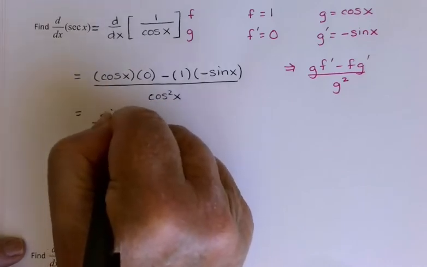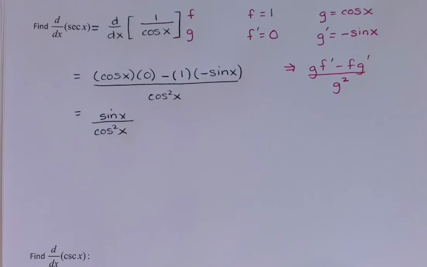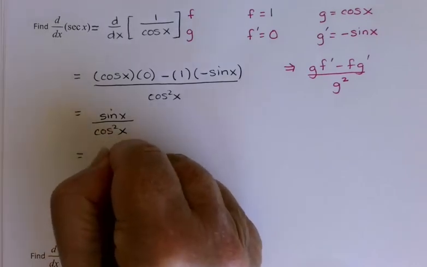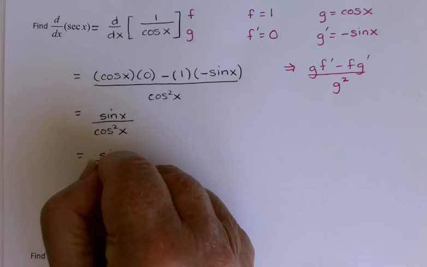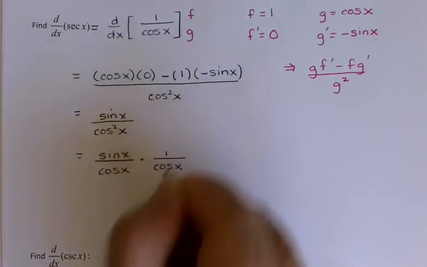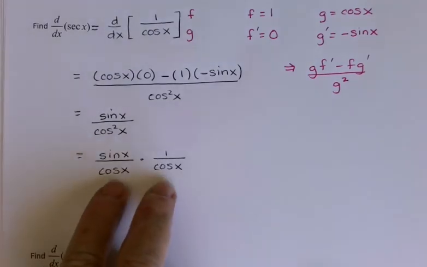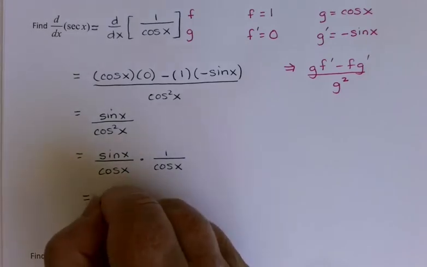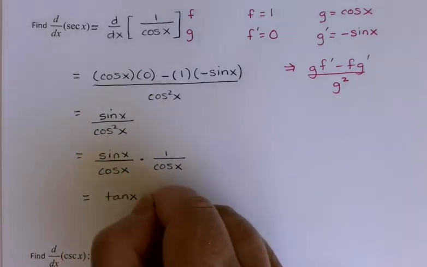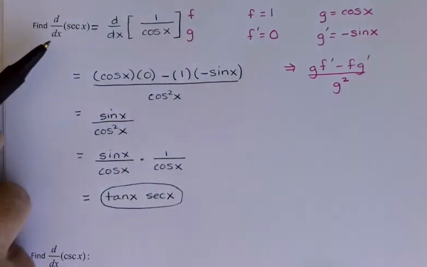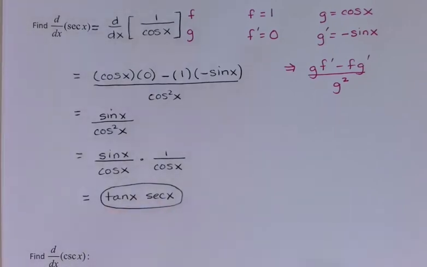over cosine squared x. And although there are a number of trig identities that you could employ to make this look different, the one that we usually use here is we rewrite this as sine x over cosine x times 1 over cosine x. Notice that that's still sine x on top and still cosine squared x on the bottom. And then this becomes tangent x, and that is secant x. And again, that's the way you'll usually see the derivative of secant x written, as tangent x times secant x.